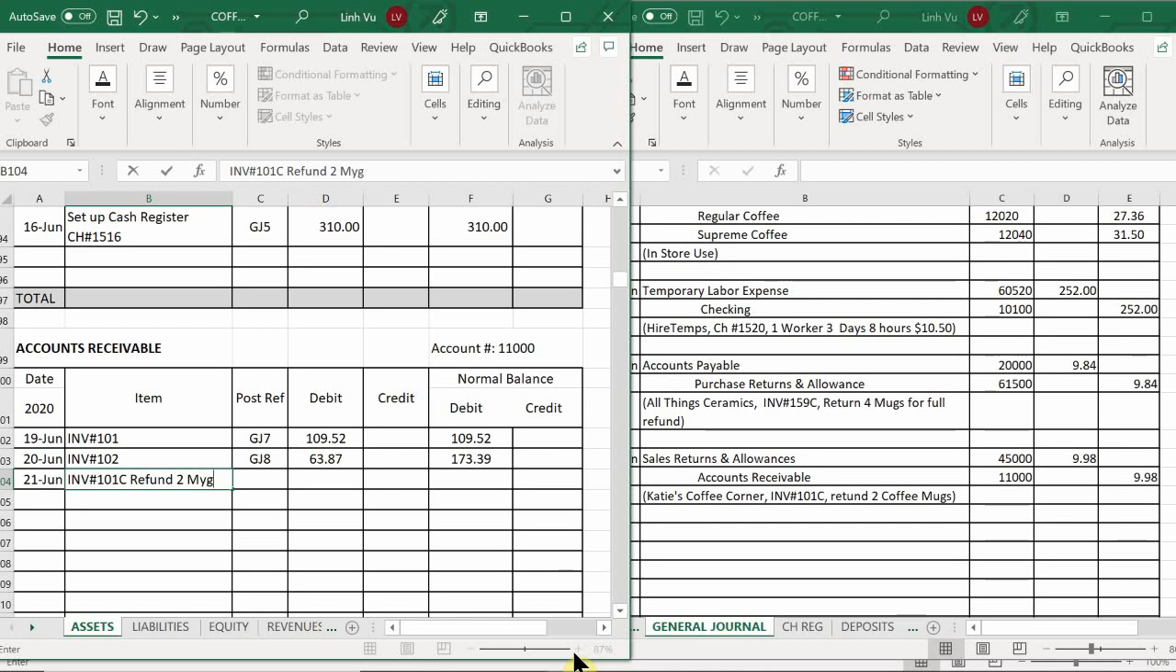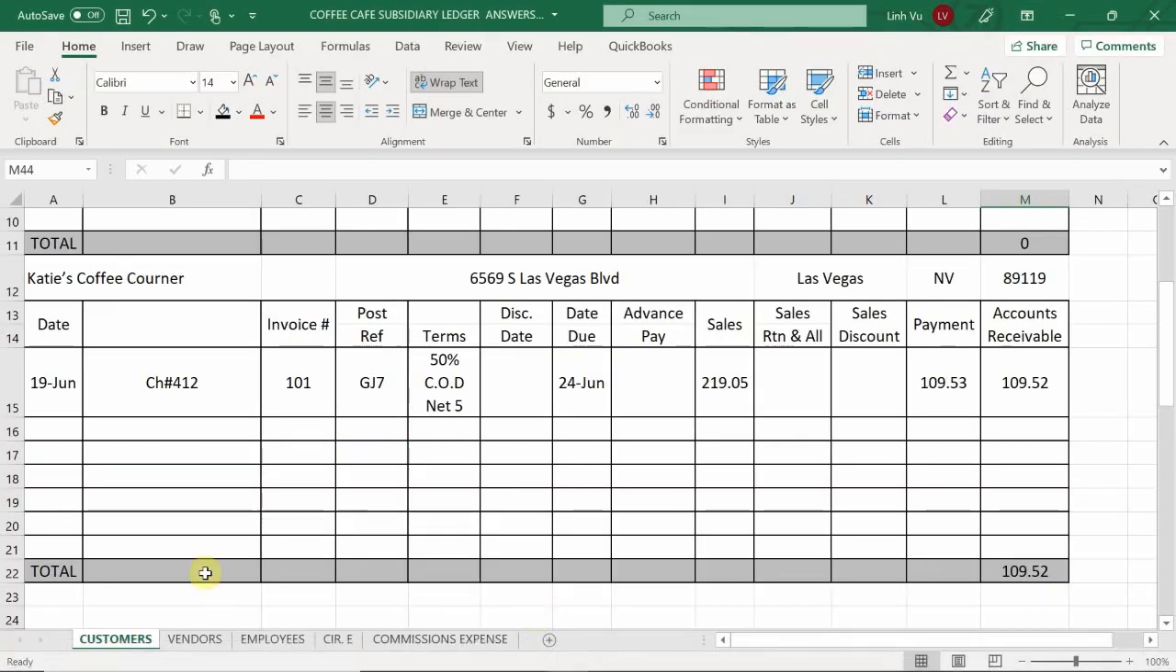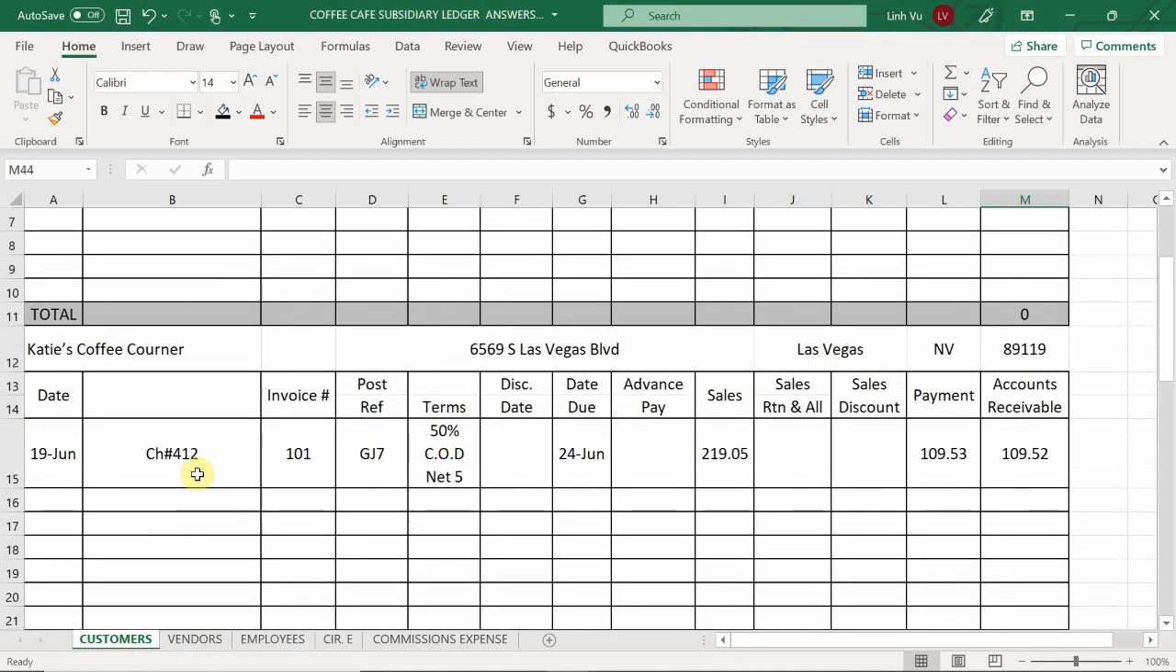163.41. So what's the total amount of accounts receivable? 163.41. 16341. Okay. What's next? The subsidiary ledger. As a customer. Okay.